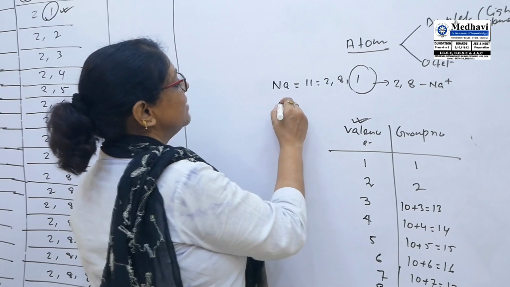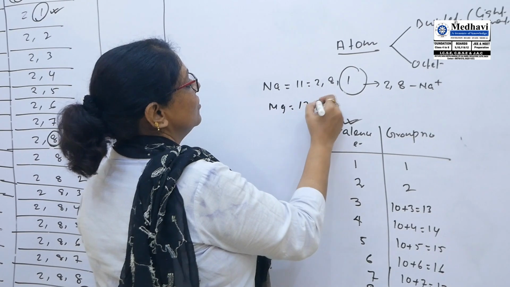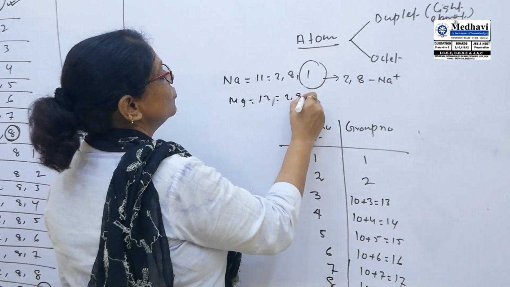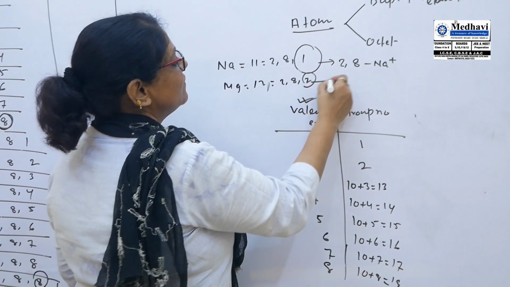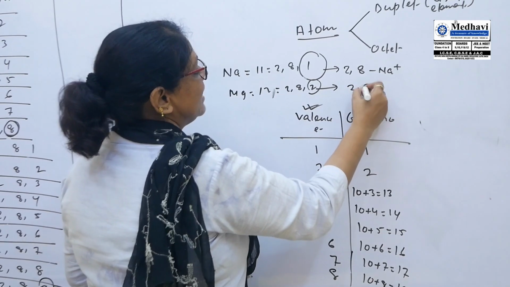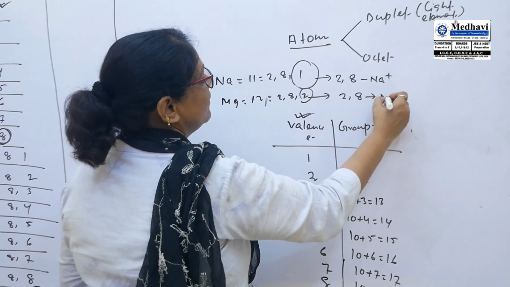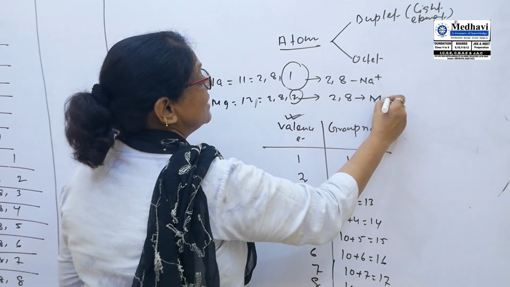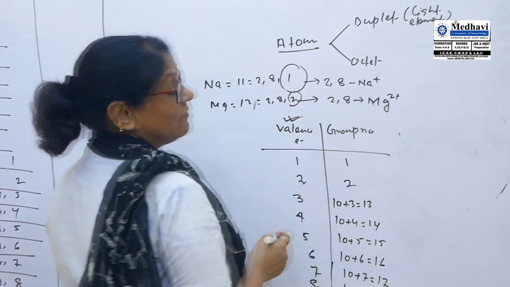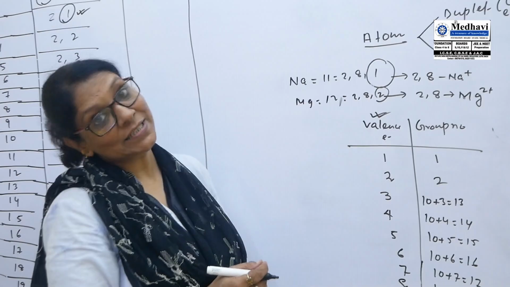So magnesium, it's 12. So we can say 2, 8, 2. So if magnesium transfers its 2 electrons, then it will also complete its octet configuration, and after transferring 2 electrons, it will develop two positive charge.